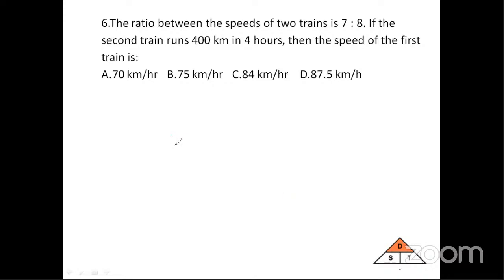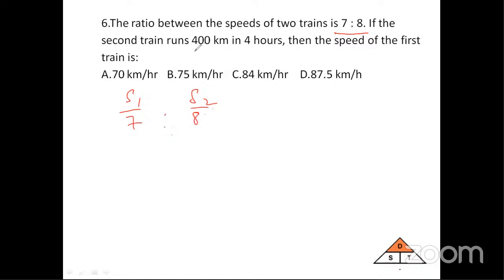The ratio between the speeds of two trains is 7:8. The second train runs 400 kilometers in 4 hours. Two things are given here. We have the speeds of two trains, one we take as S1 and another as S2. Initially they have given the ratio: we take this as 7 and this as 8. That is the ratio.